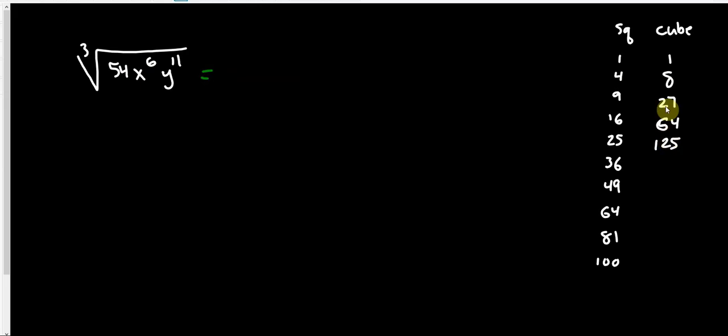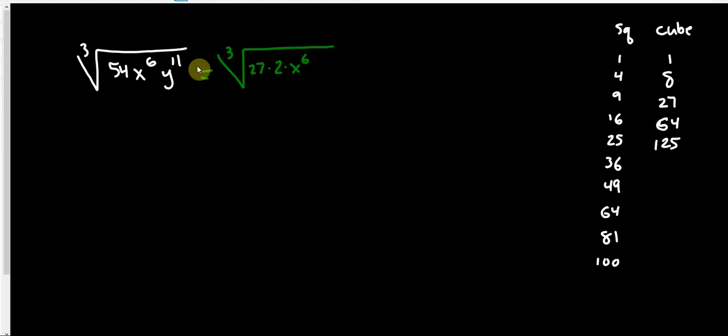No. Do any of these numbers divide evenly into 54? 27 does, doesn't it? 27 times 2 is 54. Okay, that's good. Let's go ahead and take the time to write that out. Cube root, that would be 27 times 2. Okay, so now it's a cube root, so I'm wanting to divide these by 3. So 6 divided by 3, oh, that'll work. I'm just going to leave that alone.